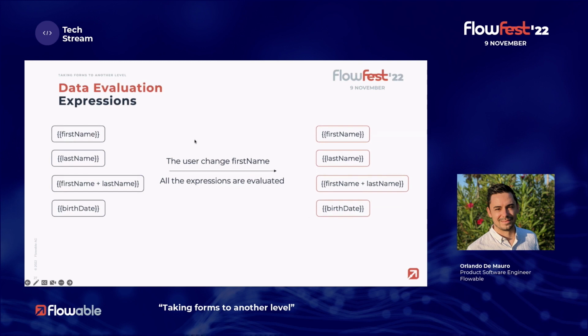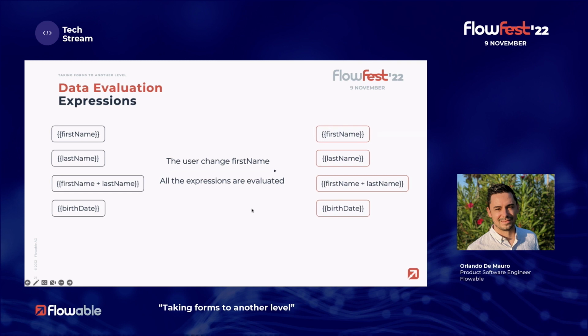So for example, in this case, let's assume that we have 4 text inputs: the first one with the first name variable, the second one with the last name, the third one that is a combination of first name and last name, and then the last one is just the birth date, a text input or date component. Every time the user interacts with or changes the first name, we are going to see that the 4 expressions will be reevaluated.